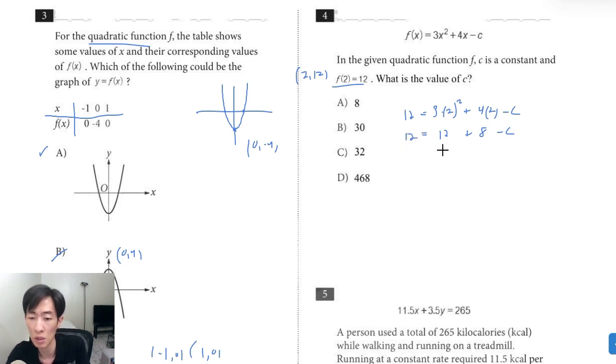12 minus 12 is 0. Subtract 8 from both sides, or rather let's add c to the left side, so we get c equals 8, and the answer is going to be A.